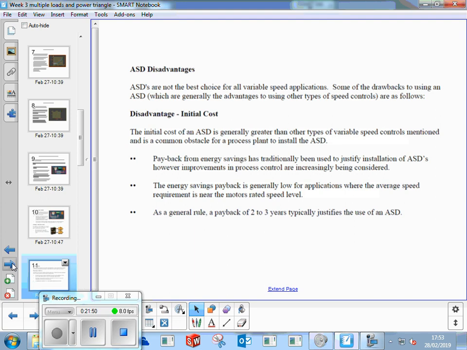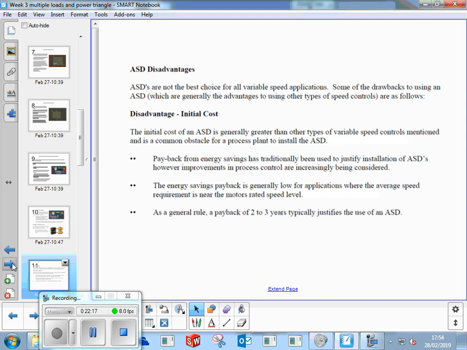Payback from energy saving has been the traditional justification used. However, improvements in process control are increasingly being considered. Because the process control aspect of it has improved, the saving is significantly more. As you use more features, you're effectively making a bigger saving, is what they're saying.